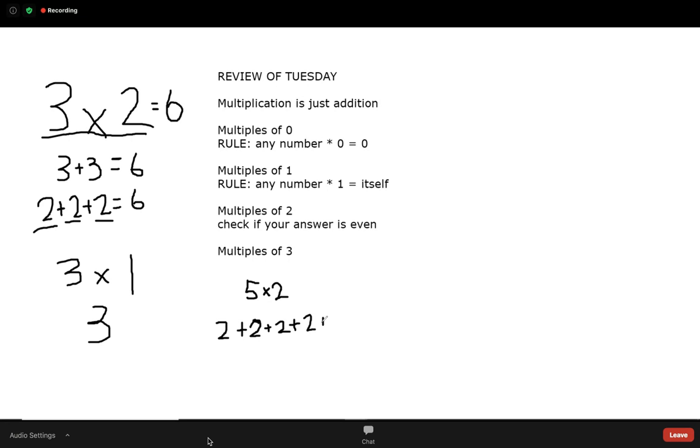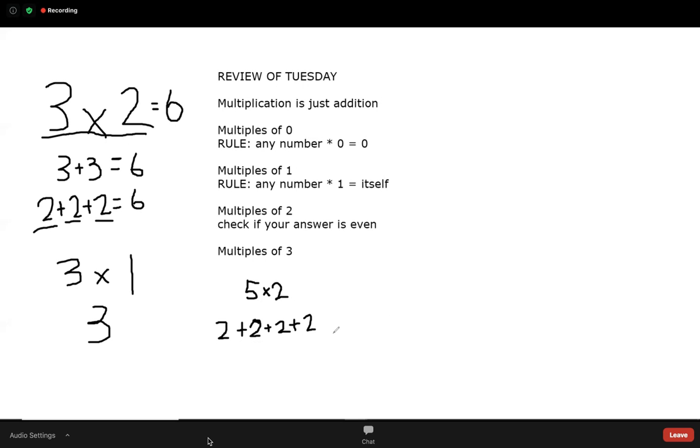5 times 2 will look like this. And that's another way of proving that we'd get to the same answer, which is 10. But what you can see is because we're only adding 2's together, it's always going to be an even number the whole time as you're adding it through. So this is why any multiple of 2 will be an even number.